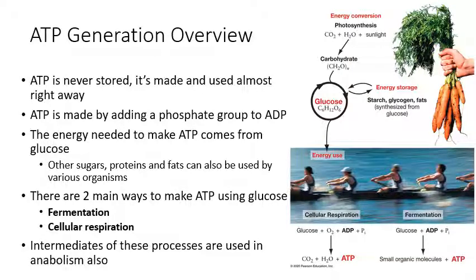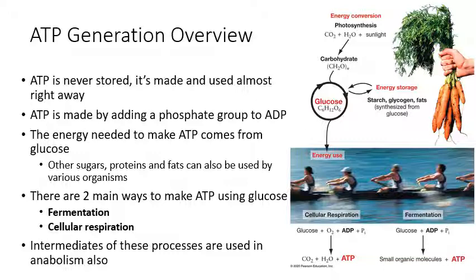So these two processes that we're going to talk about in this chapter, cellular respiration and fermentation, are the two major ways that cells make ATP from glucose. Whenever cells make ATP, they're never making it to keep it around. You can't really store ATP. So they're going to make it and they're going to use it. And that means that they're continuously needing to make more ATP. They can't ever store it.